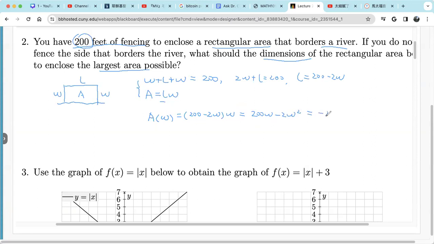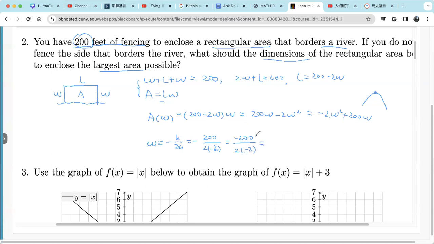Write this in order, we have negative 2W squared plus 200W. Again, we're finding the vertex. We see a downward parabola graph, right? A downward parabola has a maximum. So we want to find the independent variable, that's negative B over 2A. B is the number before the variable, which is 200. A is the number before the variable squared, which is negative 2. So we get negative 200 divided by 2 times negative 2.